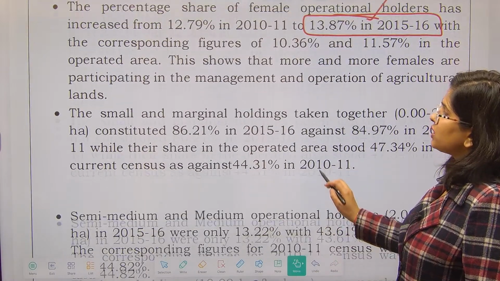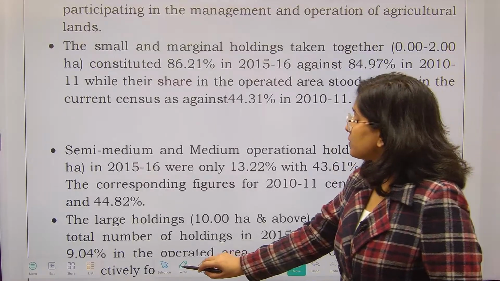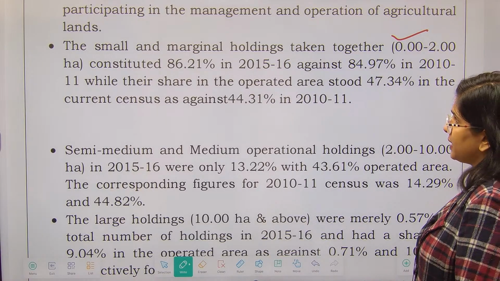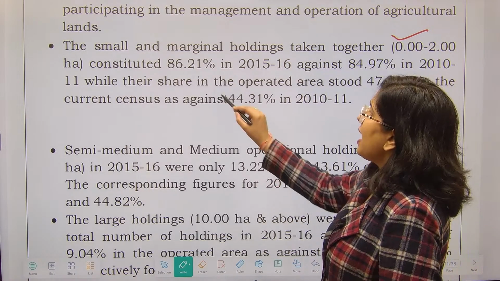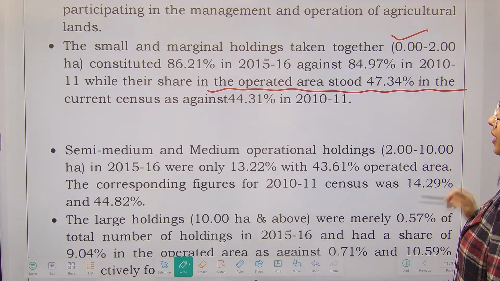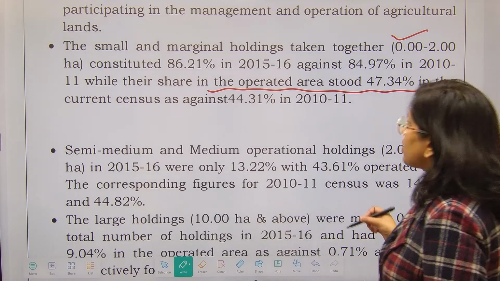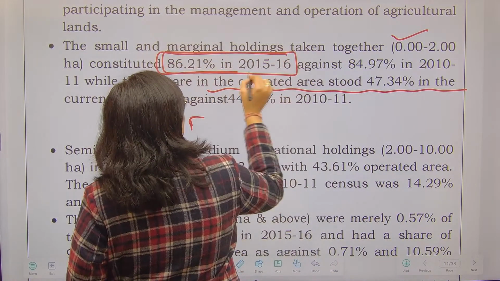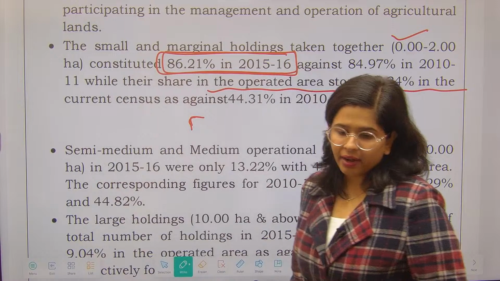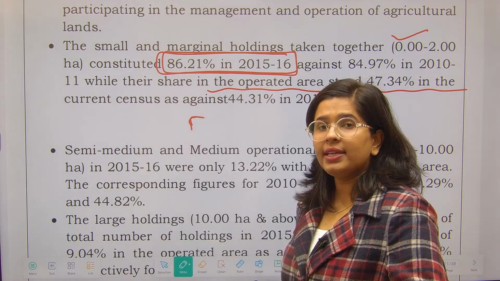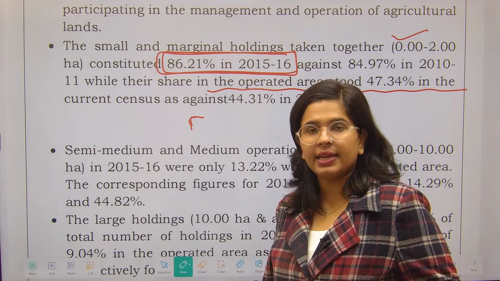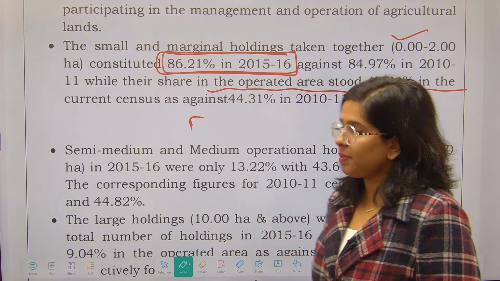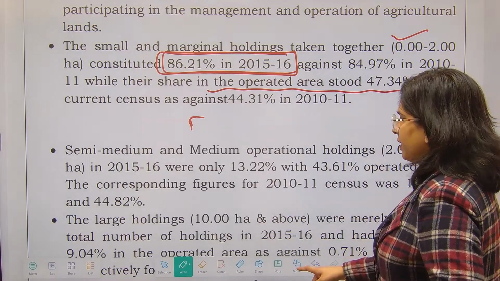Next, we need to talk about the small and the marginal holders. Small and marginal holders taken together, they are constituting 86.21% in 2015-16, right? While their share in the operated area stood at 47.34%. So यहाँ पे हमको क्या याद करना है? हमें ये figure याद रखना है that the small and marginal holders are at 86.21%, ठीक है, 86.21% in 2015-16. Then medium operational holdings, not really very important.